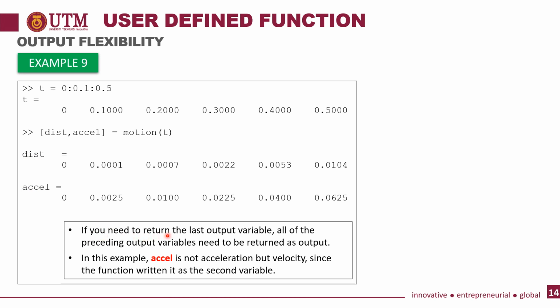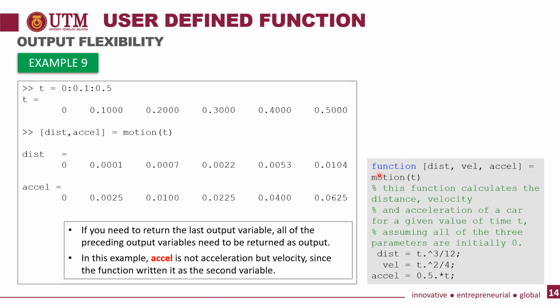If you need to return the last output variable, all of the preceding output variables need to be written as outputs. So in this example, the second output here is not acceleration but velocity, since the function returns velocity as the second variable. As you can see, this is your function: the first output is distance, the second output is velocity, and the third output is acceleration. And this is how you call the outputs. The first output you name distance, so it gives distance. The second output you name acceleration as well.